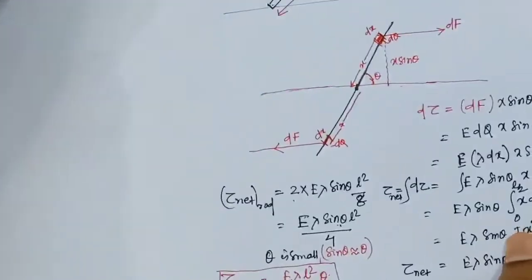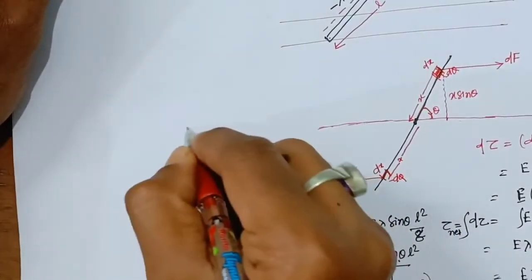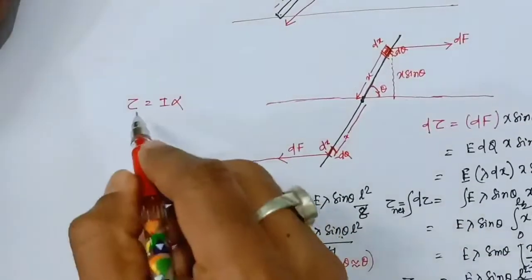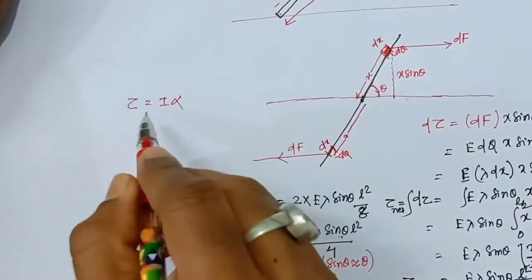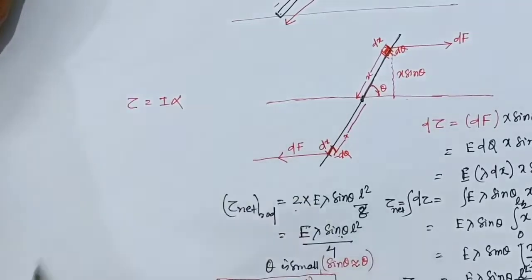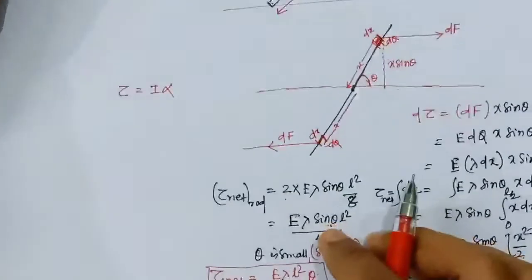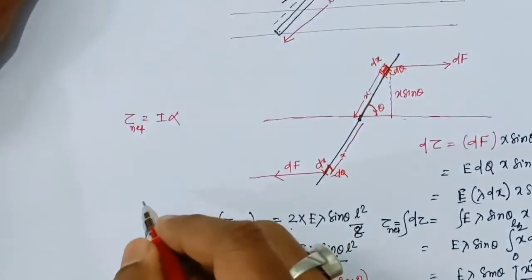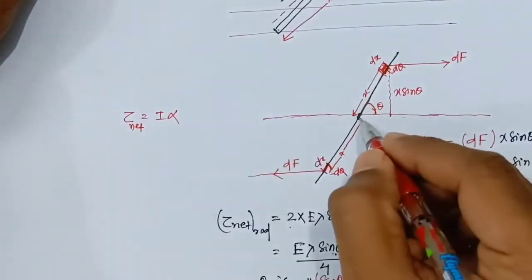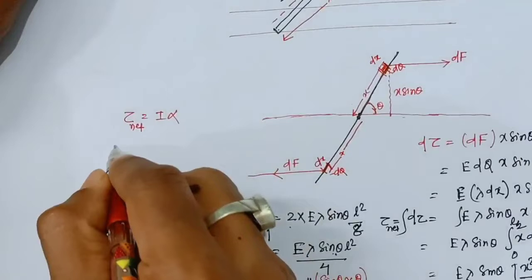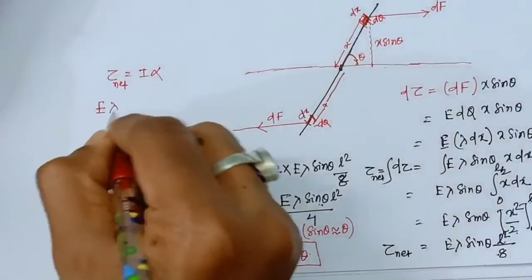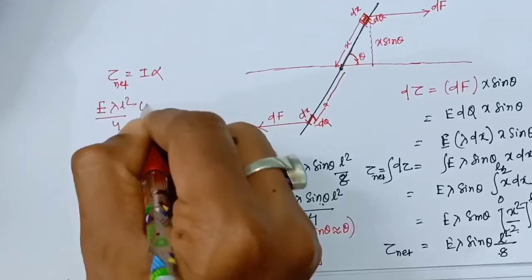Yes. Now look at the equation I can use. We know that tau equals I alpha. This is a very fundamental thing that we must know from mechanics. So can I say tau net equals I alpha? Yes. About this point I can easily find the expression of tau, that is E lambda L square upon 4 into theta.